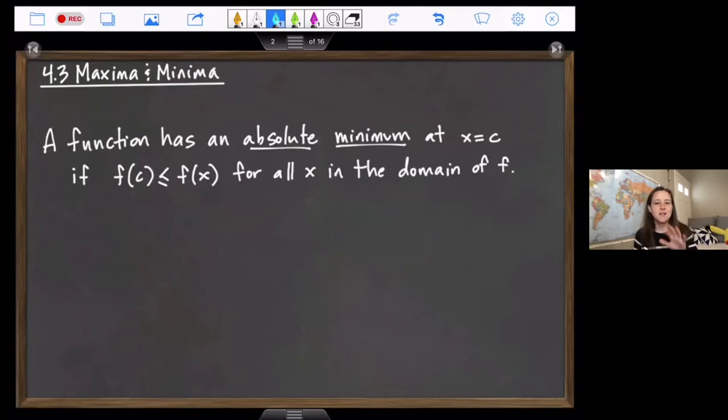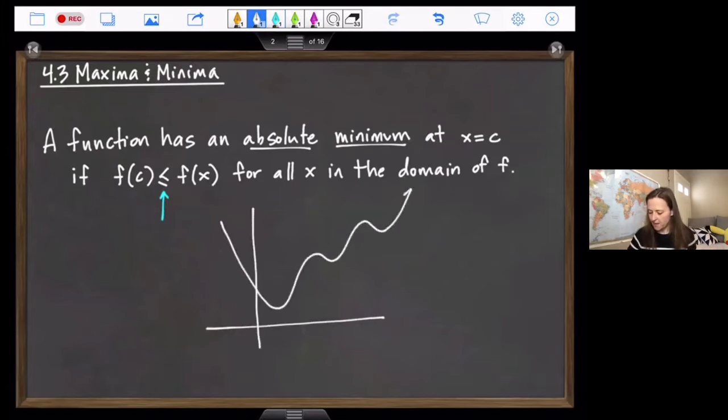So the only difference in this definition than the one on the previous slide is instead of maximum, I say minimum, and I flopped that inequality around the other direction. So this is going to be the lowest y coordinate on the entire function. So I could draw some kind of crazy function, and then the lowest y coordinate would be our absolute minimum, because it's the lowest y coordinate that this function ever achieves. And again, we'll identify local minimums. This one has a couple of them a little bit later in chapter 4.